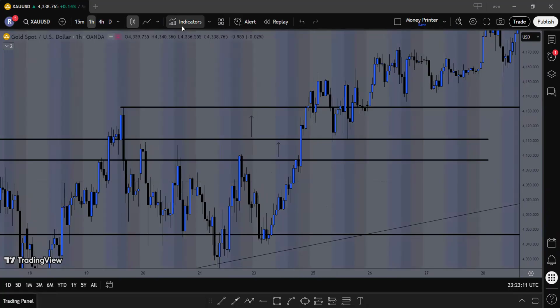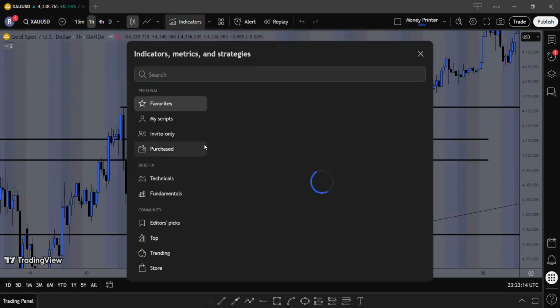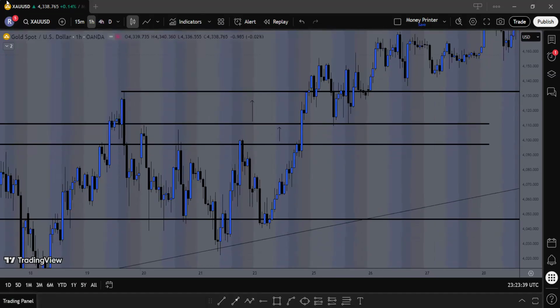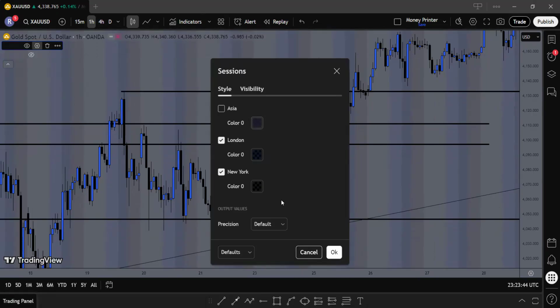Typically I use the sessions indicator by Junior FX Addict. You can look for that in indicators, type it in, Junior FX, JRFX. Not sure why it's not being found, but if you type session, you should see it pop up. All right. Once you enable that, you will see all your sessions: London session, New York session, Asian session. I typically trade in the New York and London sessions.